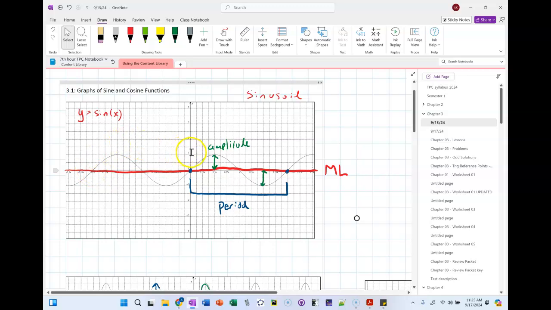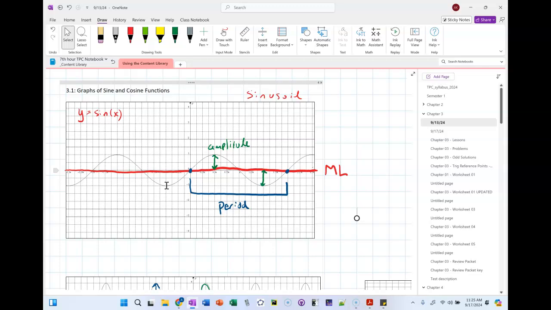The next attribute we want to talk about is the amplitude. That's just basically the distance from the midline to any extrema, so a maximum or minimum. So like this distance right here is an amplitude, or this distance down here is an amplitude, or this distance here would be an amplitude. Everybody feels okay there?